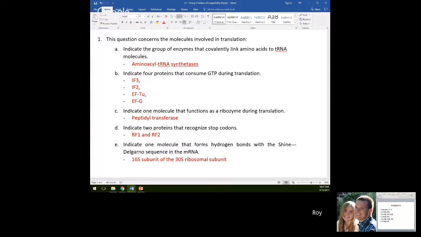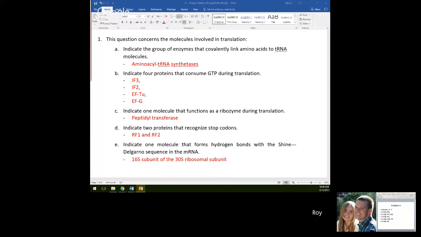These were IF3, IF2, EF-Tu, and EF-G, and I believe those were during the elongation and initiation steps. Then it continues: indicate 1 molecule that functions as a ribozyme during translation, and that's the peptidyltransferase. D was to indicate 2 proteins that recognize stop codons. I thought this was really interesting because RF1 recognizes 2 different stop codons, and then RF2 recognizes the other 2 stop codons. So I was like, oh, that's pretty sweet.